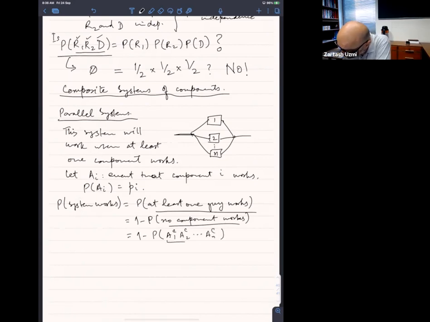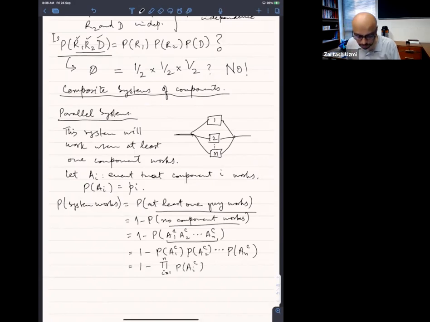Now, all these components are independent of each other, so I can write this as 1 minus probability of A1 complement, probability of A2 complement, dot, dot, dot, probability of AN complement. Or another way of writing this is 1 minus product I is equal to 1 to N probability of AI complement.